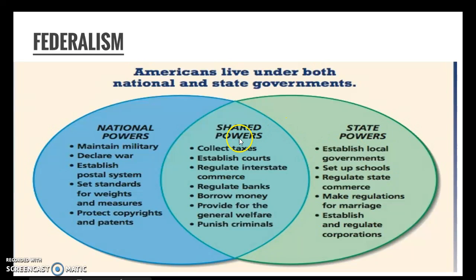Now, there are some powers that the federal and the state government share. These are called concurrent powers. They both do them, like collecting taxes is a concurrent power. Establishing courts, there's state and federal courts. Regulating banks, borrowing money, providing for the general welfare, punishing criminals like law enforcement. Remember, there's a GBI for the Georgia Bureau of Investigation. There's an FBI for the Federal Bureau of Investigation. So those are concurrent powers.